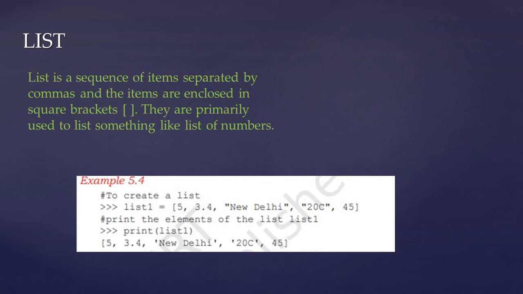Next, we have list. The items are separated by commas and enclosed in square brackets. They are primarily used to list something, such as a list of numbers. Let's say 0, 1, 2, 3 till infinity. So here you can see we're using the square brackets to store a list and these are separated by commas.